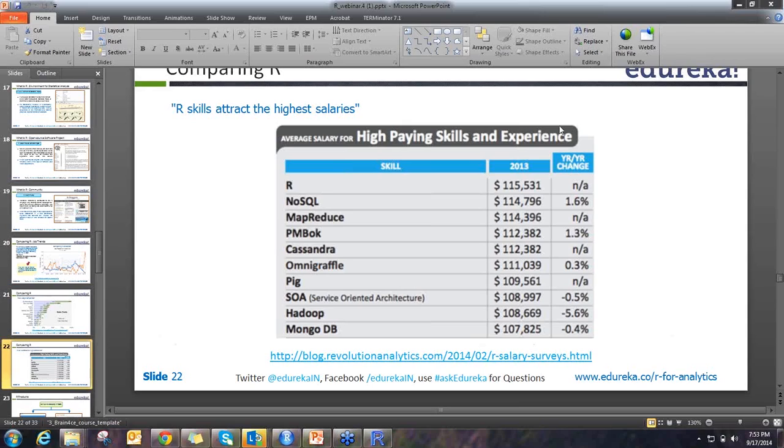Fine. So this is the trend currently. This was the 2013 trend. A similar trend is also going on in 2014. But the R skill is attracting very, very good salaries.